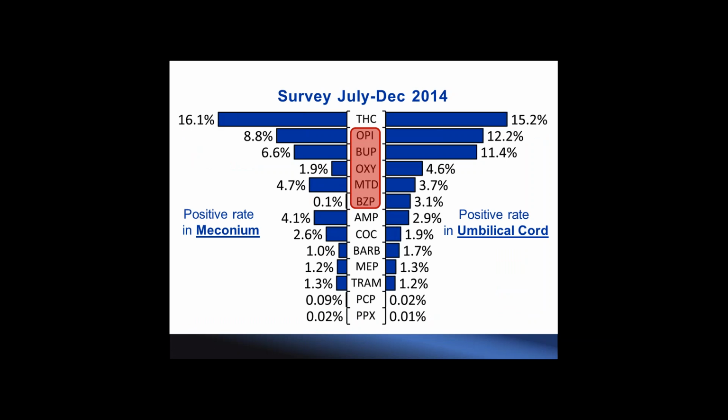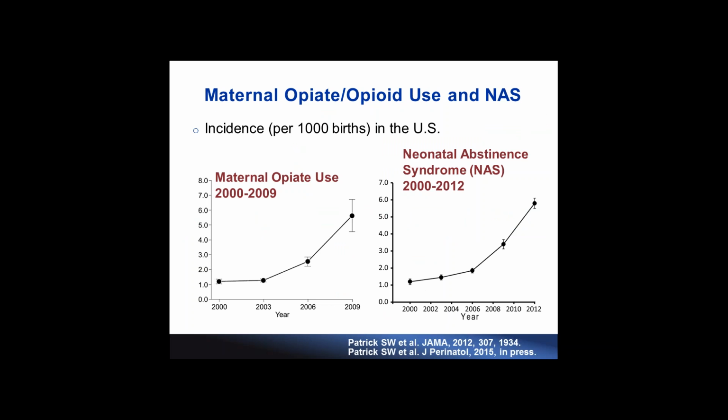Next, the most prevalent drugs are a group of sedatives. And this aligns very well with what we observe nowadays. The incidence of maternal opiate use has increased. We see more and more incidents of neonatal abstinence syndrome, NAS.